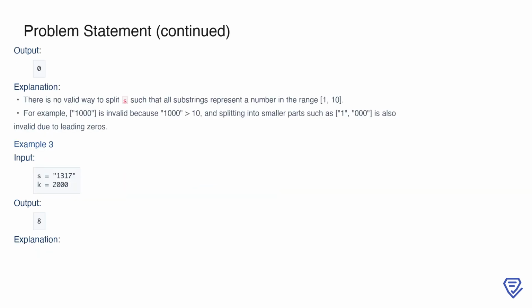Now, consider the second example where the string is still 1000, but this time k is only 10. The output here is 0, meaning no valid arrays can be formed. The reason is that the number 1000 exceeds the maximum value of 10 allowed by k. Additionally, splitting the string into smaller substrings, like 1, 0, 0, 0, is invalid because the substring 0, 0, 0 has leading zeros. Therefore, no valid way to split the string satisfies the conditions, and the result is 0.